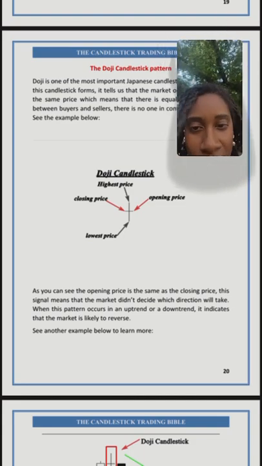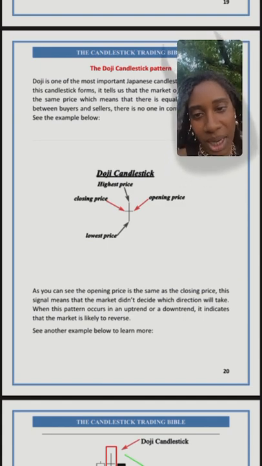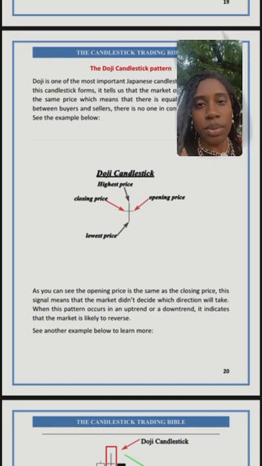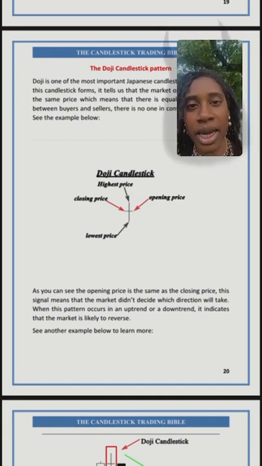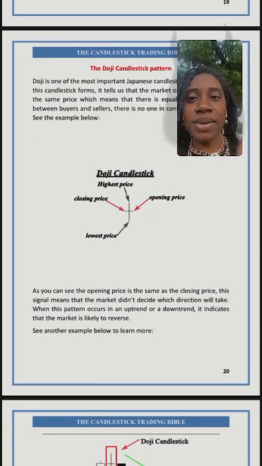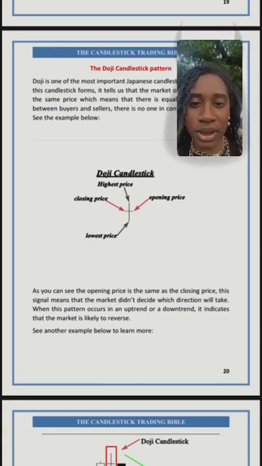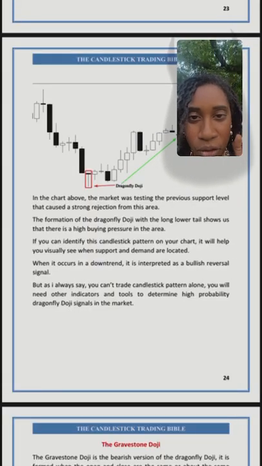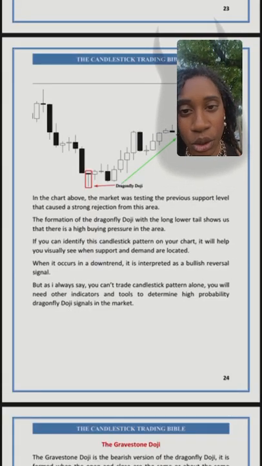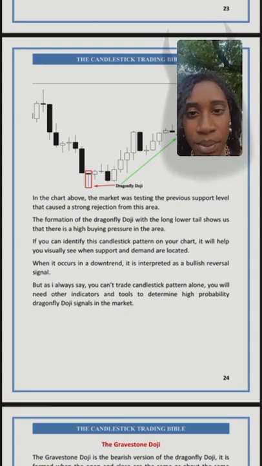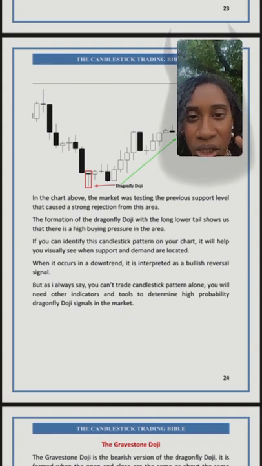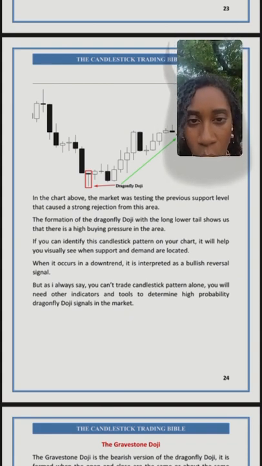Okay, so basically the opening price and the closing price are the same. The market might have gone up a little bit, it might have gone down a little bit, but it still opened and closed at the same point. And this means 9 times out of 10, the market is about to reverse. So for example, if you see the little red box right there on the chart above, the market was testing the previous support level.